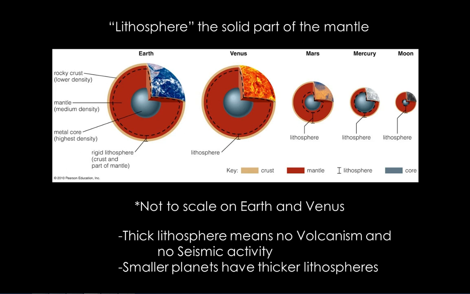And then a thick lithosphere, we'll talk about it in a second, means you also can't get plate tectonics, which also repaves the surface of the planets. So why is this? Fundamentally, and you can look at the planets and get a sense that there seems to be some trend there: the bigger the planet, the smaller the lithosphere, which might seem a little bit counterintuitive.